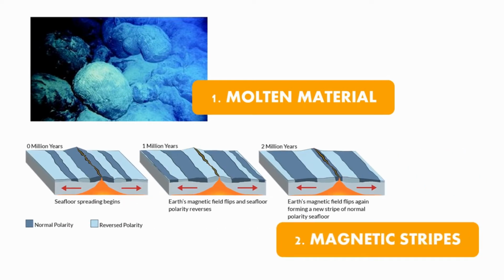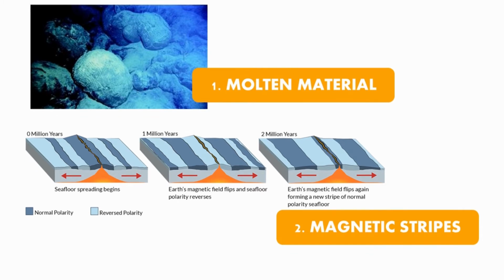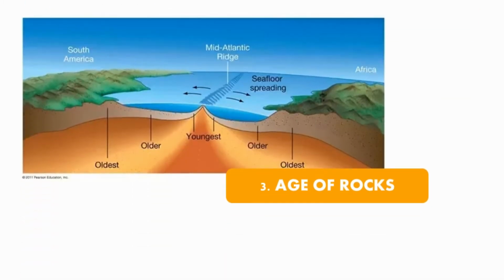The next is evidence from magnetic stripes. Scientists discovered that rocks found along the ocean floor contain iron. These rocks began as molten material which cooled and hardened. As they underwent the process of cooling, the iron bits inside lined up in the direction of Earth's magnetic poles. This process locked the iron bits of rocks in place, giving them a permanent magnetic memory.